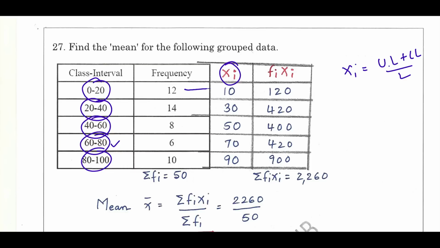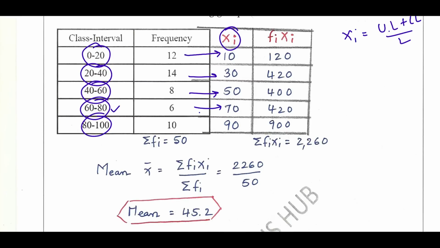Now multiply frequency into class mark, that is fi xi. 12 into 10 is 120. 14 into 30 is 420. 8 into 50 is 400. 6 into 70 is 420. 10 into 90 is 900.